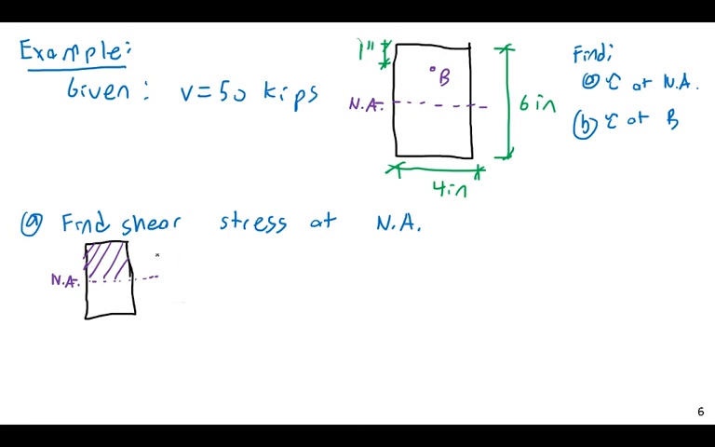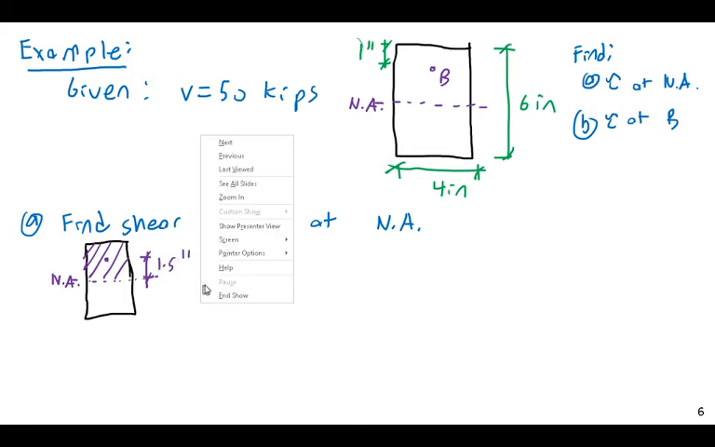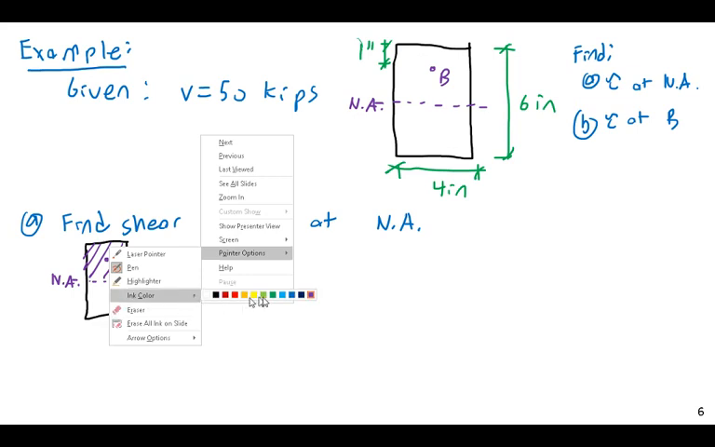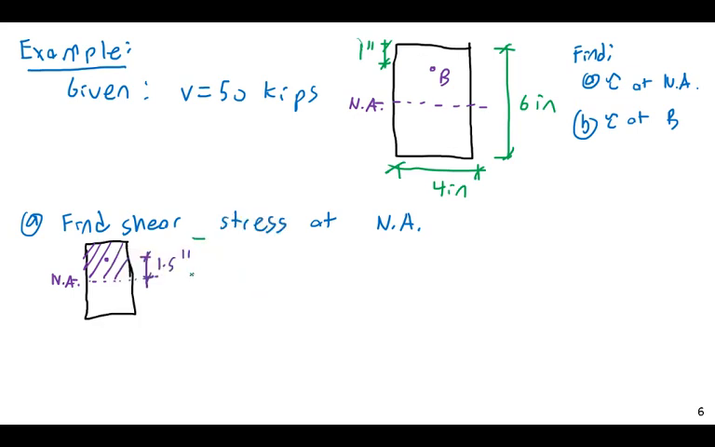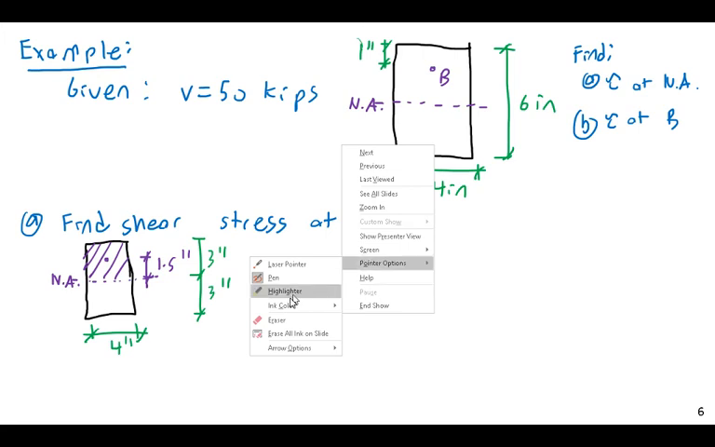Okay, so we're going to need the Y bar for this area, and that distance, this Y bar, since the whole thing is 6 inches, the Y bar for just the outward area here is 1.5 inches. And of course, we have the same overall dimensions. This is 3 inches, 3 inches, and 4 inches here. And 4 inches.